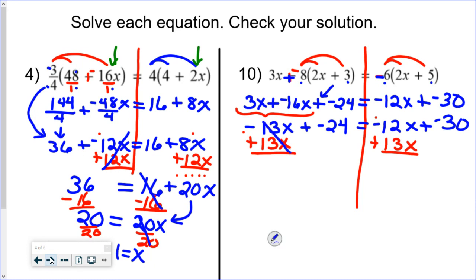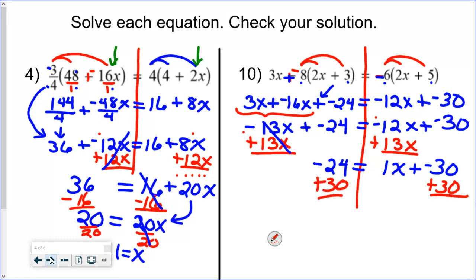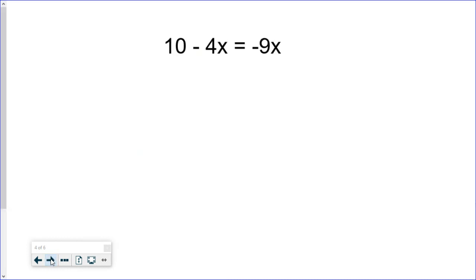Okay, and that gives me negative 24 equals 1x plus a negative 30. Ooh, that's going to end up really nice. Okay, I'm going to add 30. And we get 6 equals, now we say 1x, but we really only mean x. But you can have 1x if you want it there as well. And that goes away. Wow, that wasn't so bad at all.